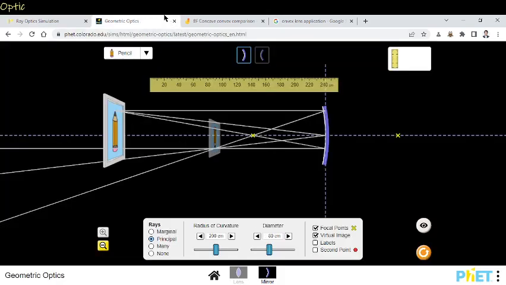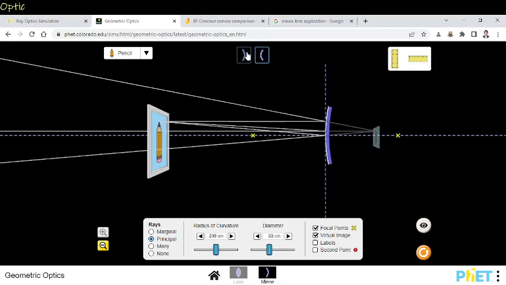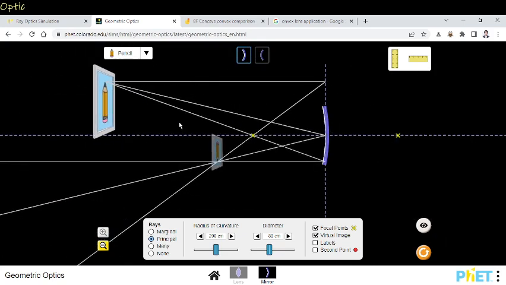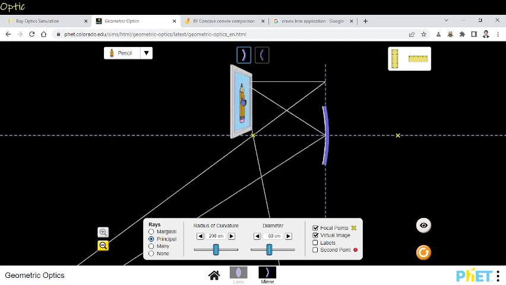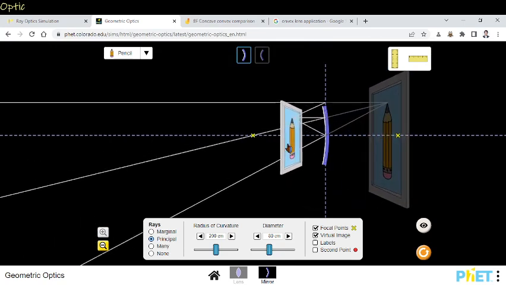Okay, so how light reflects or bounces in the mirror and how light is refracted in the lens will affect how the image is created. In this simulation, we can see the concave and convex mirror. Let's start with the concave. The yellow cross is the focal length, the focus length. If I put the object close to the mirror, we can see that the image is created behind the mirror. And it's upright, it's not upside down.